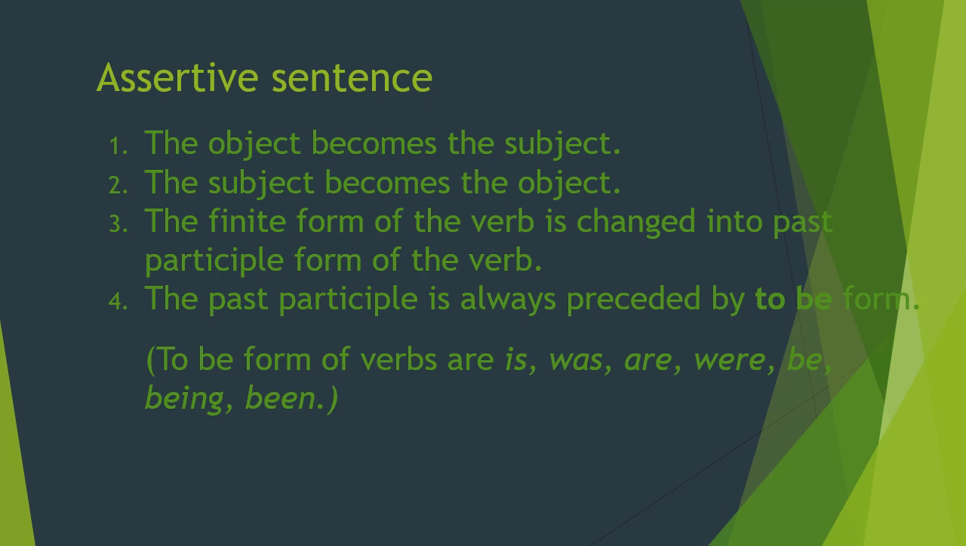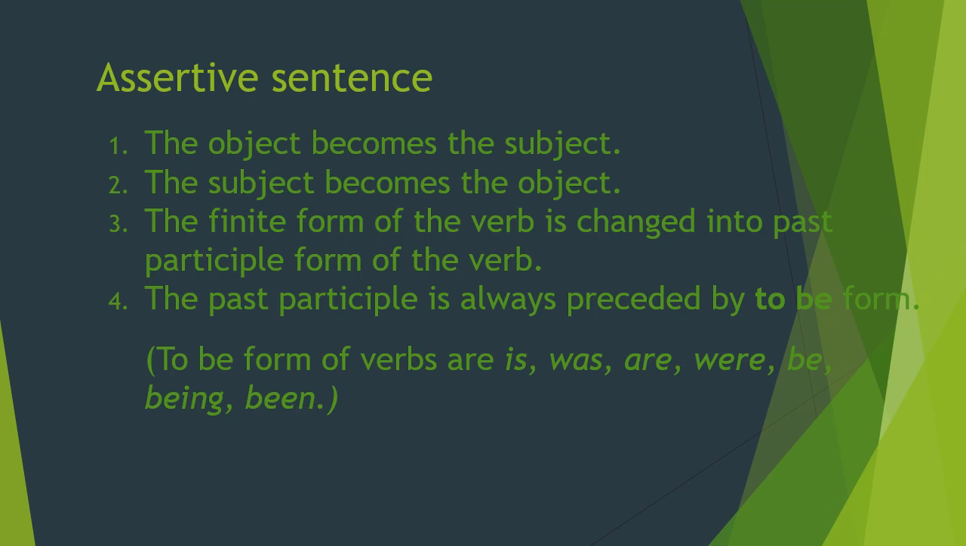Now, what is to be form? To be form of the verbs are is, was, are, were, be, being and been. In our example, I have already told you take, took and taken. In that, taken is the past participle. It could be preceded by is. So, the verb will become is taken. If it is preceded by was, it will be was taken. If it is preceded by are, it will be are taken, were taken, etc.